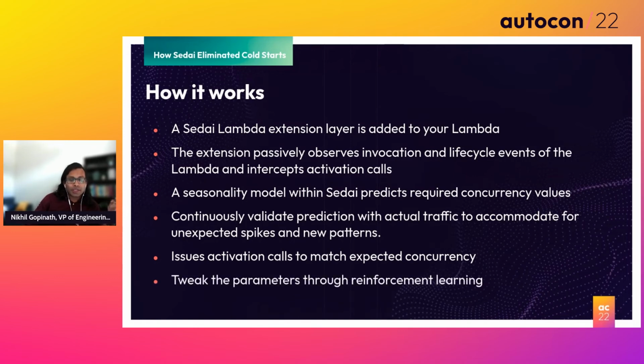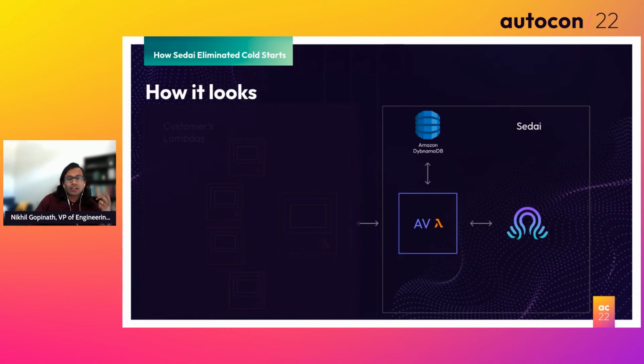And we tweak these parameters again continuously through reinforcement learning, right? You may deploy a new Lambda, and then the invocation, the duration of the Lambda might change, right? So there's a bunch of things that could happen around, which could change the behavior of your Lambdas and the environment, and we keep up with that and tweak the parameters continuously.